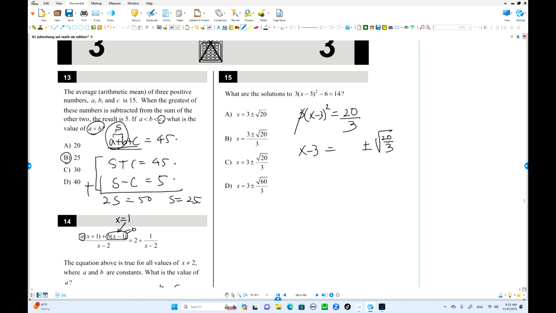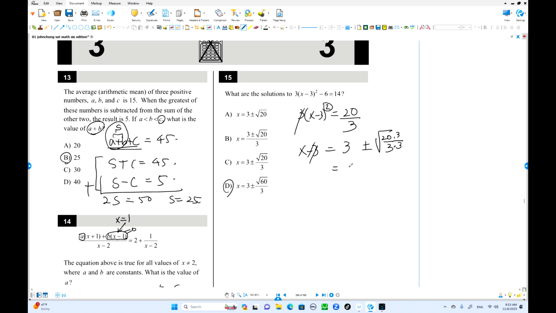That's right. A square root is always plus or minus. After that you can add 3 to both sides. So x equals 3 plus or minus square root of 20 over 3. Which one is equal to this one? This one, right? Okay, and times 3 over 3, because the denominator should be what?